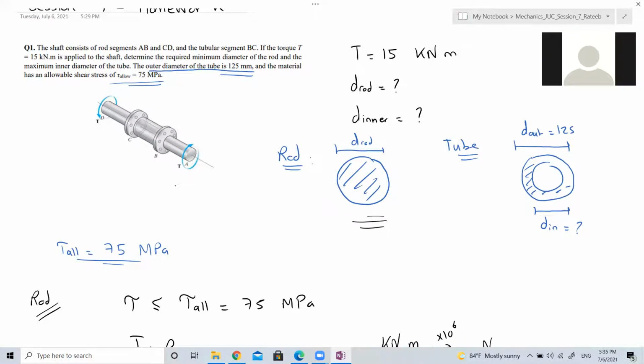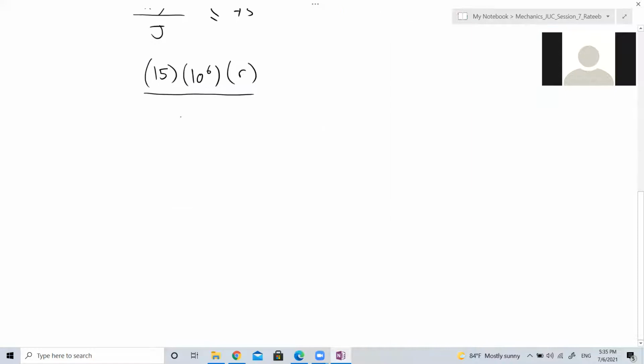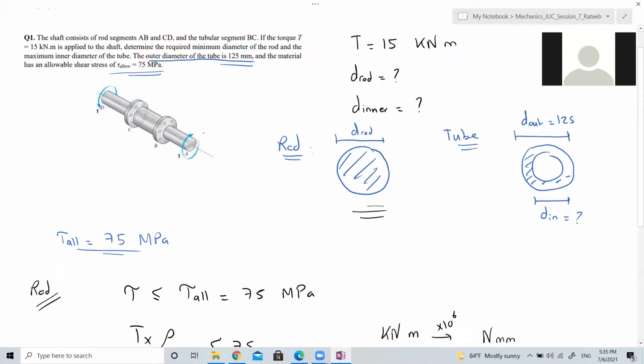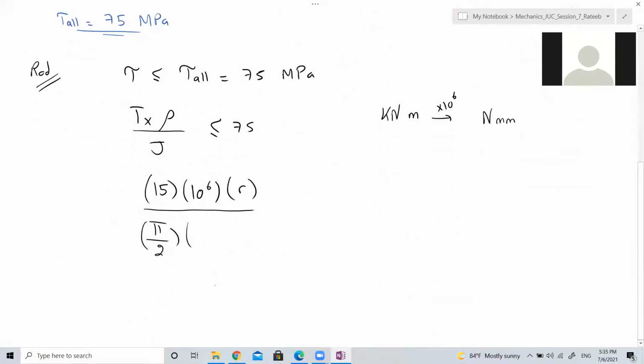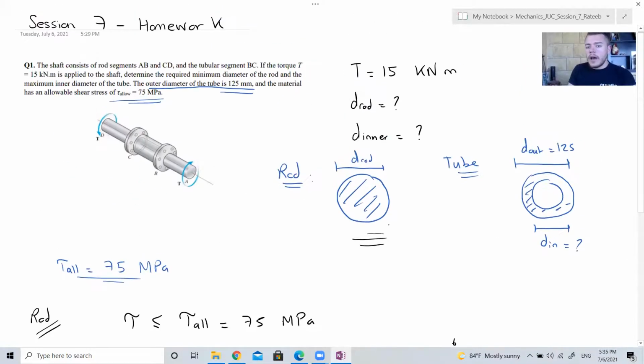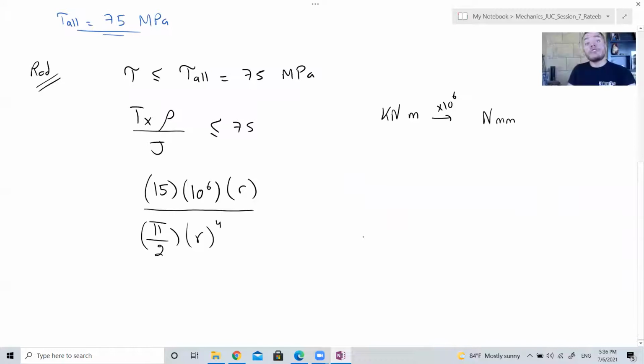J is pi over 4. Wrong. It's pi over 2. Be careful. Yes, it's pi over 2, times R outer, right? No, here you don't have an outer, here you only have one R. So it's R to the power 4. You need to write to the power 4. Okay, less than or equal to 75.